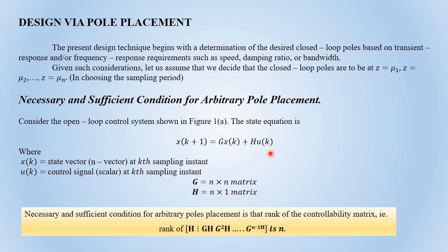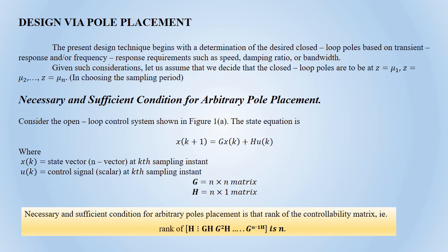x of k is the state vector at the kth sampling instant, and u of k is the control signal, which is a scalar, at the kth sampling instant. The system matrix G is an n by n matrix, and H is an n by 1 input matrix. The necessary and sufficient condition for pole placement is that the rank of the controllability matrix, that is H, GH, G squared H up to G to the power n minus 1 into H, is equal to n. If this condition is satisfied, that is, if the system is controllable, then with the help of an unconstrained input vector we can change from the initial state to the final state, and we can go for the design of arbitrary pole placement or design of state feedback.